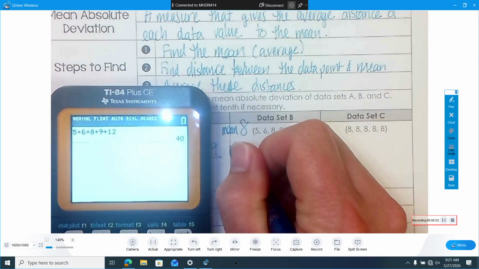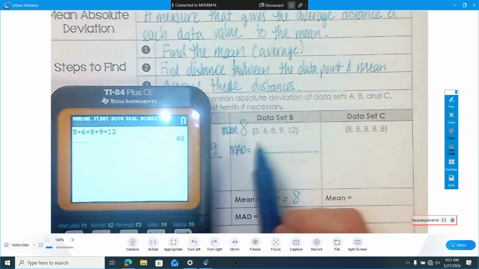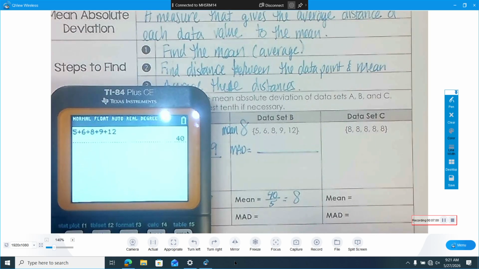Now I need to figure out my MAD, my distances between. What is the distance between 8 and 5? 3. How do we get that?